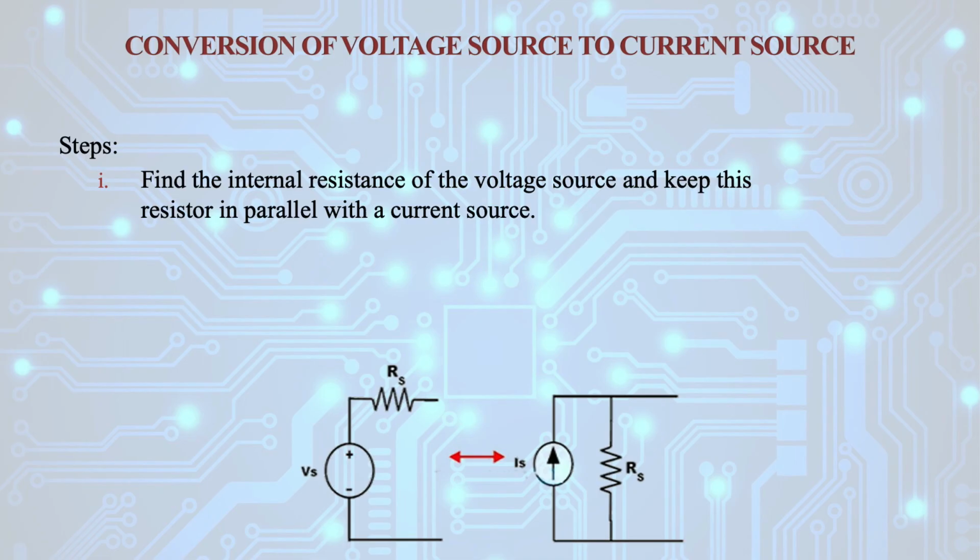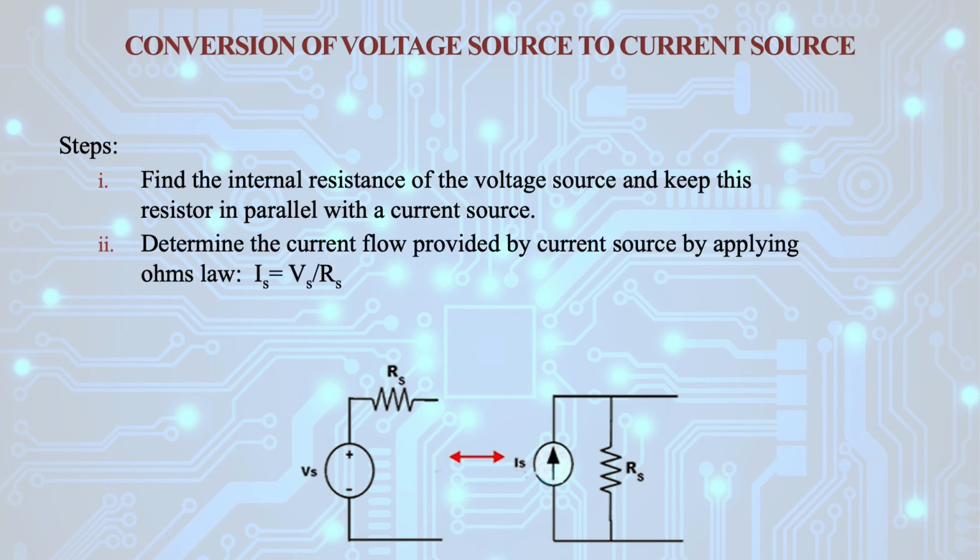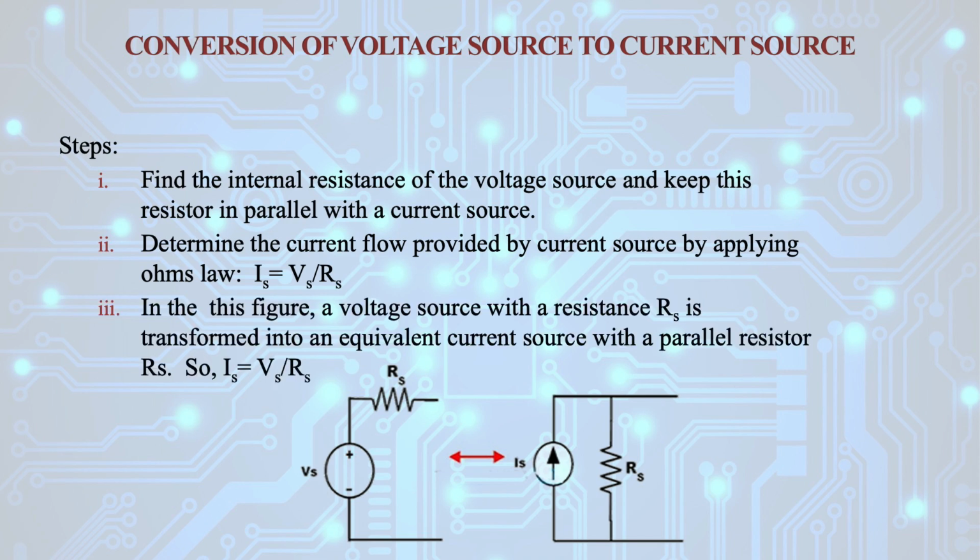Now how to convert voltage source into current source and current source into voltage source. So first is how to convert voltage source into current source. First, find the internal resistance of the voltage source and keep this resistor in parallel with the current source. Then determine the current provided by the current source by applying Ohm's law. In this figure, a voltage source with the resistance Rs is transformed into an equivalent current source with a parallel resistance Rs. So Is is equal to what? Is can be written as Vs upon Rs.